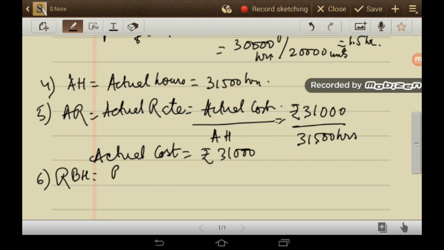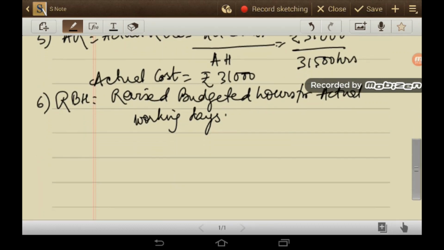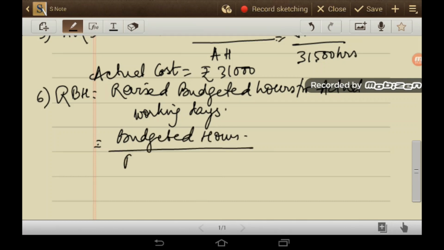And the sixth one is RBH. RBH means revised budgeted hours for actual working days. Now this is equal to budgeted hours by budgeted working days into actual working days.